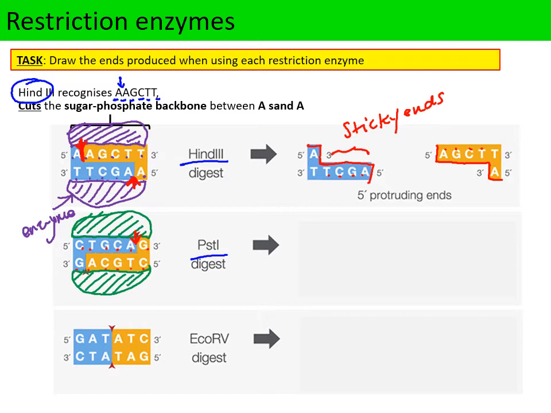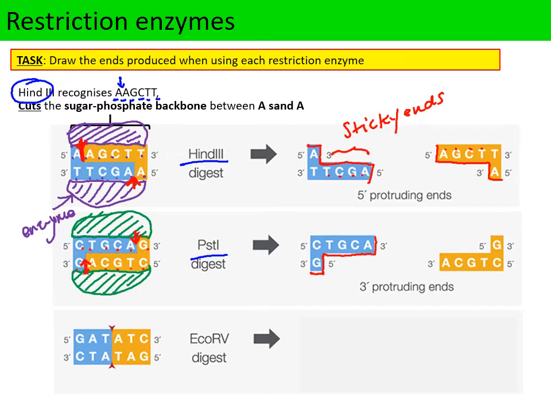And we know it cuts between the A and the G. So PstI is going to give us sticky ends with these overhangs, and it's going to look like this. So we can see here this strand of DNA has been cut at the G position, and that gives us this overhang here, sticky end.